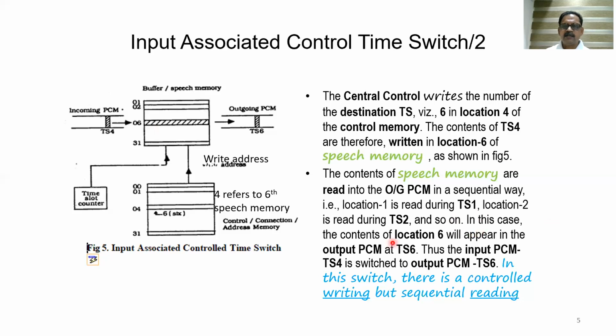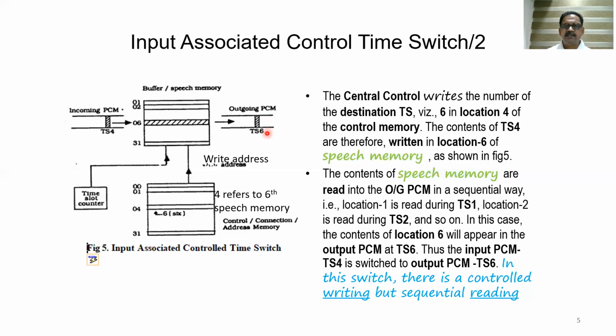In this case, the contents of location 6 will appear in the outgoing PCM at TS6. So, this location information, this buffer or speech memory contents, are available when TS6 of the outgoing PCM occurs. Thus, the input PCM TS4 is switched to the output PCM TS6. So, this TS4 is switched to TS6 of the outgoing PCM.